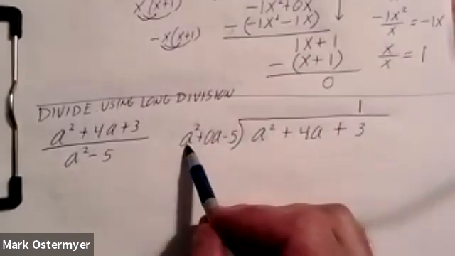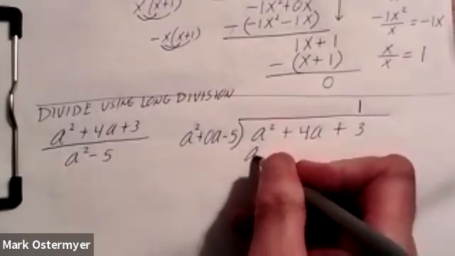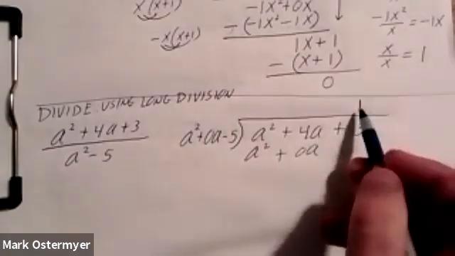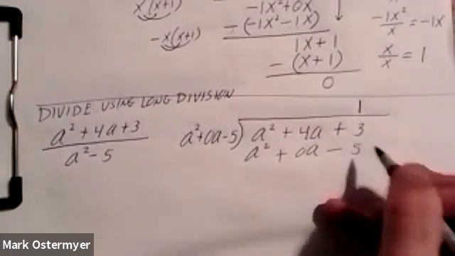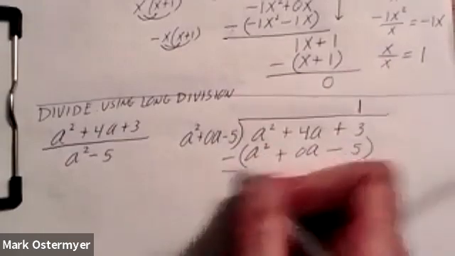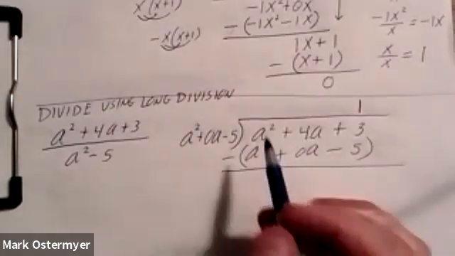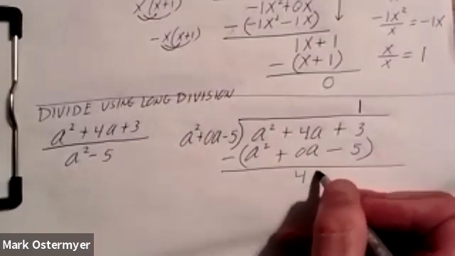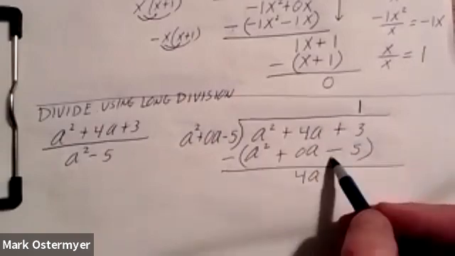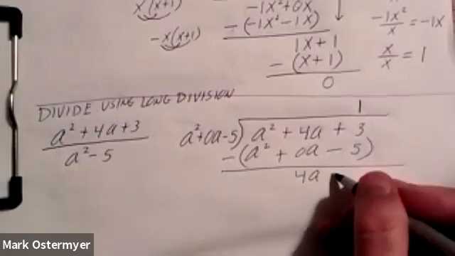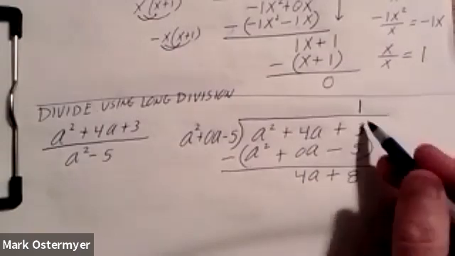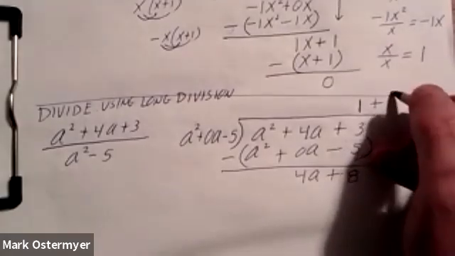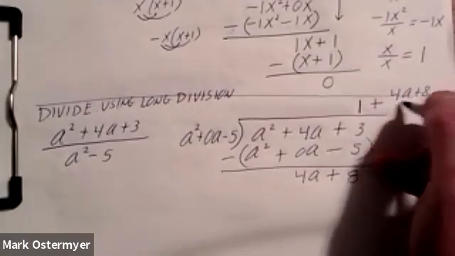1 times our divisor, 1 times a squared is a squared. 1 multiplied by 0a is 0a. 1 times negative 5 is negative 5. Subtract off the whole polynomial. A squared minus itself is 0. 4a minus 0a is 4a. 3 subtract a negative 5 is really 3 plus 5, which is plus 8. Nothing else to bring down. This is your remainder. So we say 1 plus, we put 4a plus 8 over our divisor.